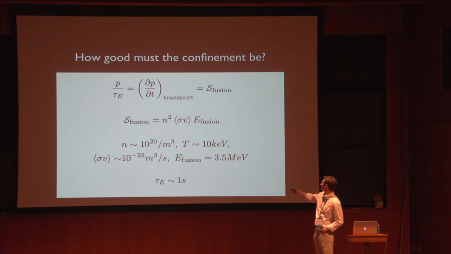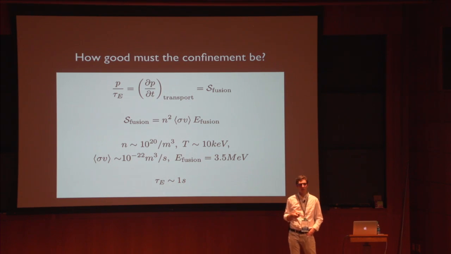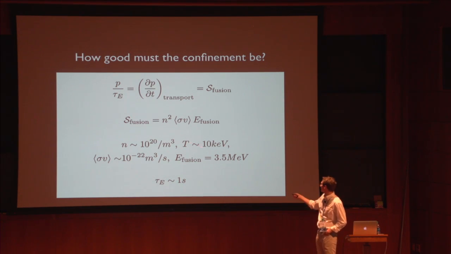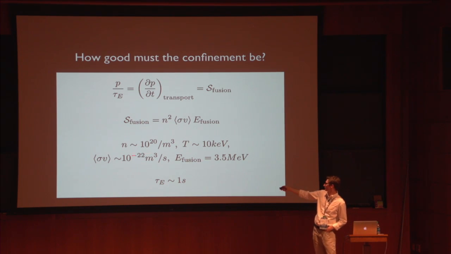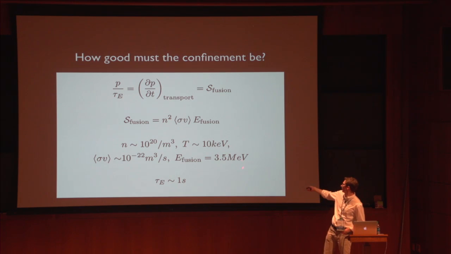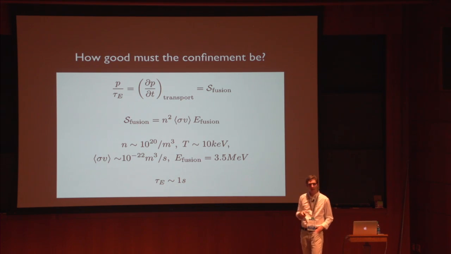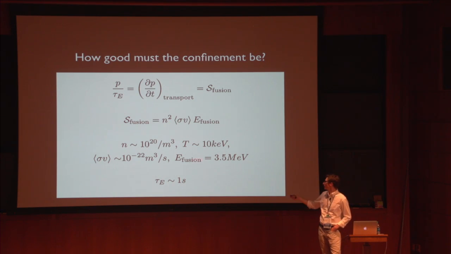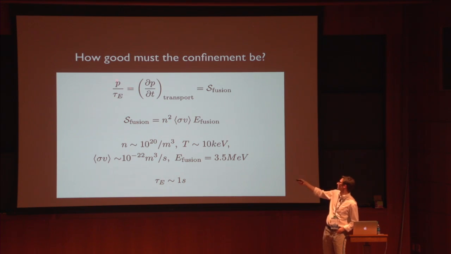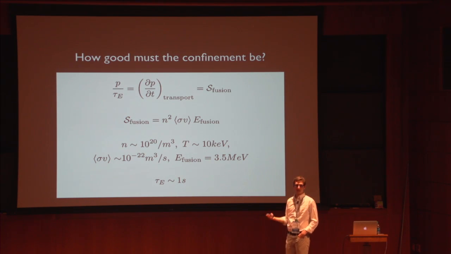And so the numbers of interest here for fusion are shown. The densities we're looking at are 10^20 particles per meter cubed. The temperatures are on the order of 10 keV. This fusion cross-section turns out to be this small number here. And the energy of these ionized helium atoms is something like 3.5 MeV. Okay? So when we plug all these numbers into this expression, what we find is that the energy confinement time that we need is on the order of a second.